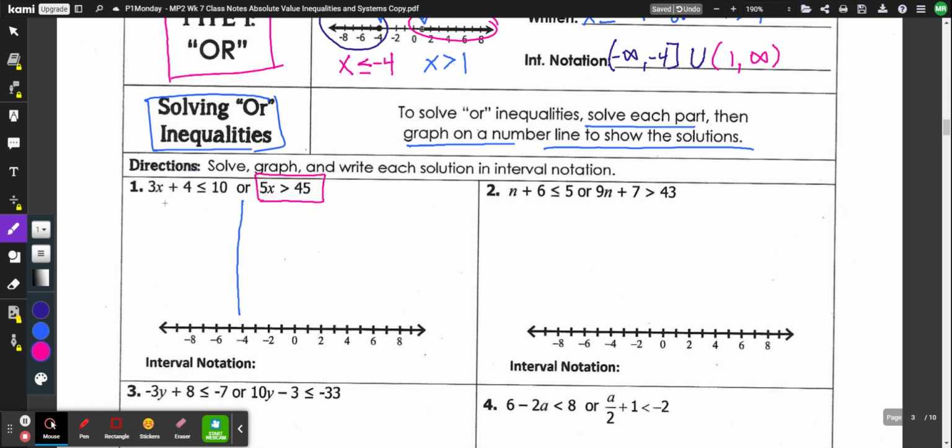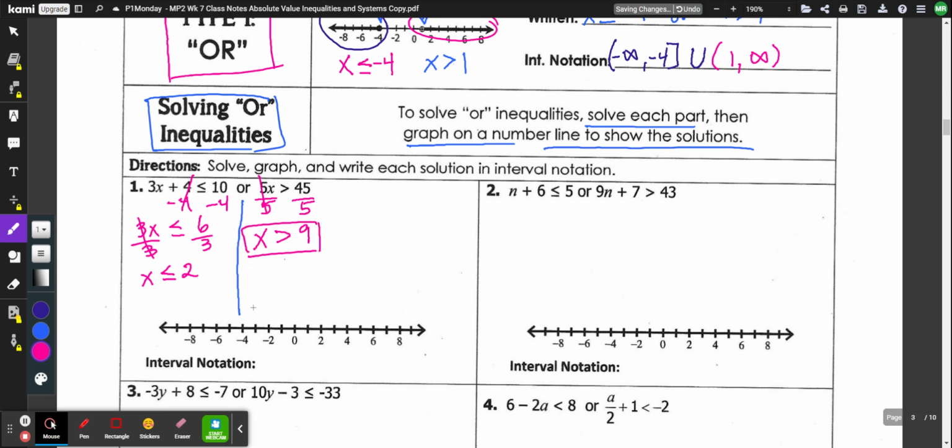Okay, so for this one, I'm going to get rid of this -4. Then I'll have 3x less than or equal to 10 minus 4 is 6. I'm going to get rid of this 3 by dividing by 3 on both sides. That cancels out, and I'm left with x is less than or equal to 2. On this other side, I'm going to work on this one. This one's very easy. All I have is 5x, I need to get rid of the 5, so I divide both sides by 5. That cancels, and I'm going to be left with x is greater than 9.